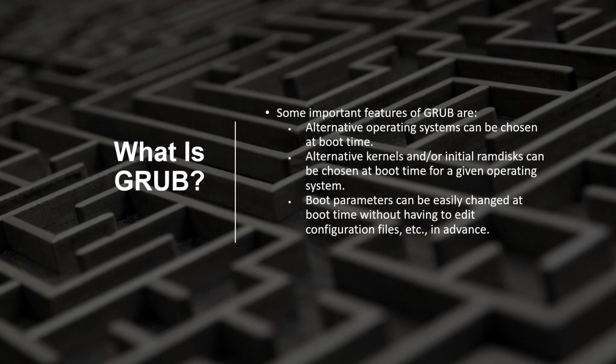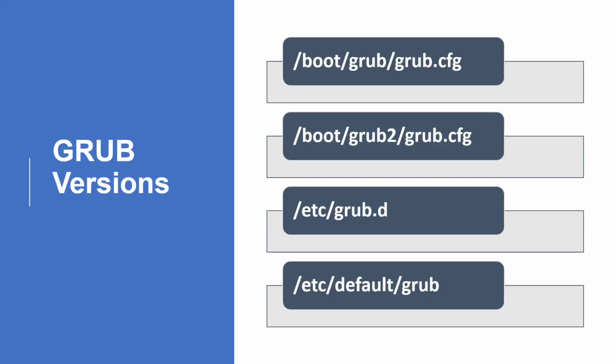Some important features of GRUB are: alternative operating systems can be chosen at boot time. Alternative kernels and/or initial RAM disks can be chosen at boot time for a given operating system. Boot parameters can be easily changed at boot time without having to edit configuration files in advance. Version 2 has replaced version 1 on all major Linux distributions except for Red Hat Enterprise Linux 6 based ones.